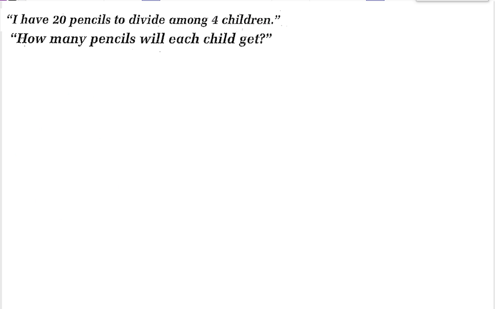Okay, so here I have 20 pencils to divide among 4 children. So I want to write a number sentence. Well, I have a total of 20 pencils, and I need to divide it among 4 children. So each child will get 5 pencils, because 20 divided by 4 equals 5, or 5 times 4 equals 20.